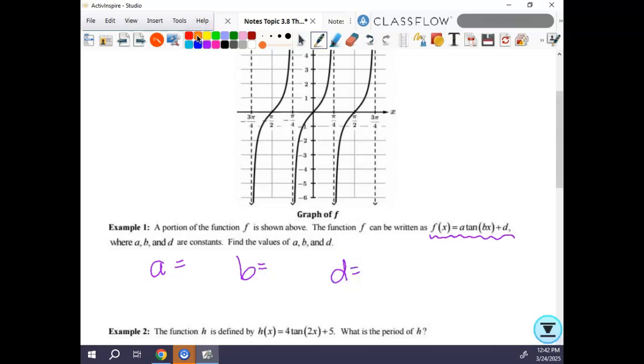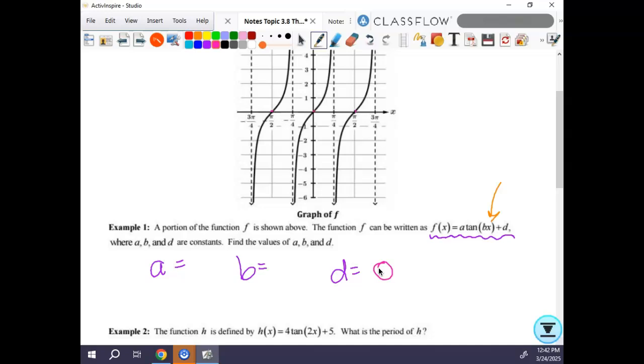And there is no horizontal shift because they didn't put C in here. So there is no C, which means I know I'm not shifting left or right. So I'm going to look for D first. And so here are my points of inflection right there. They are on the x-axis, which means I did not shift this up or down at all. So D is 0.